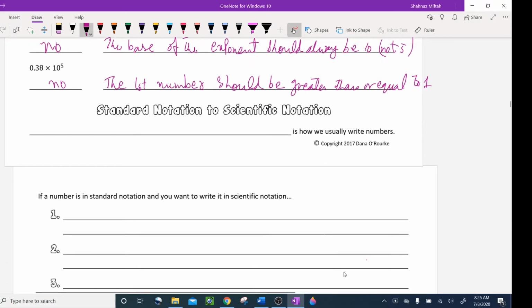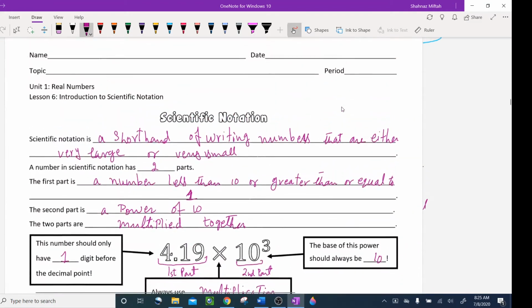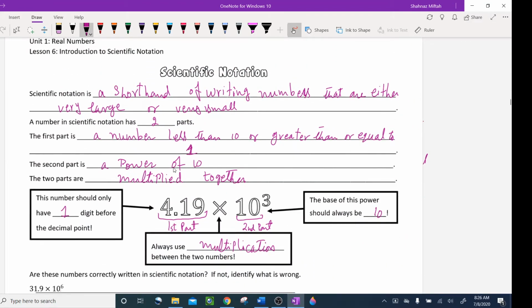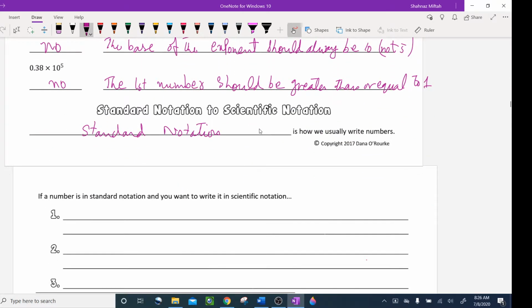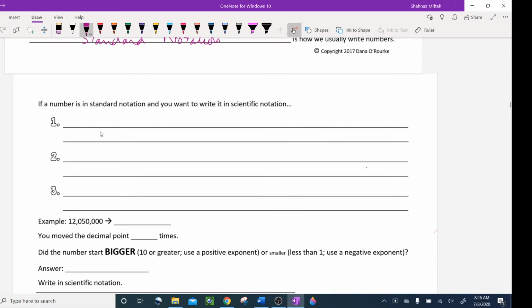Now let's try this. Standard notation to scientific notation. So this is standard notation, and we're going to change it to scientific notation. Standard notation is how we usually write numbers, right? The one we did here was just a general idea of how scientific notation looks. Now we are changing standard to scientific notation, and we should have a few steps here.